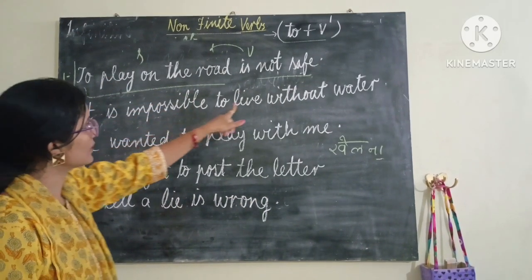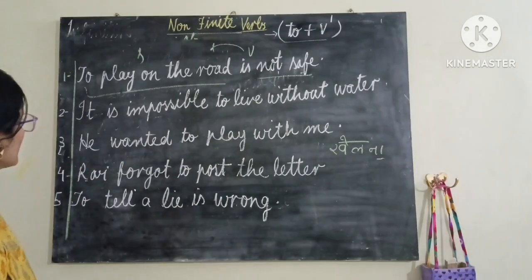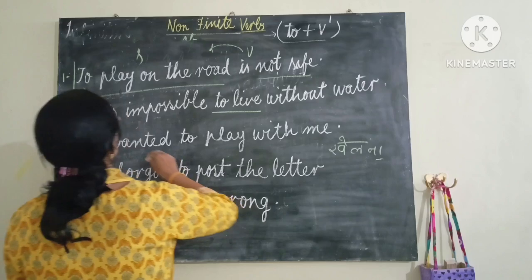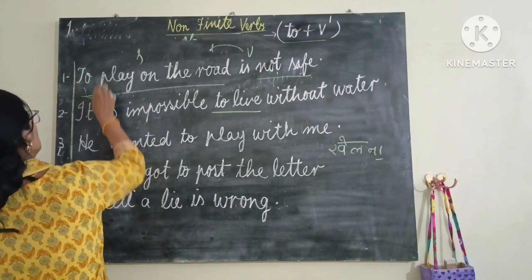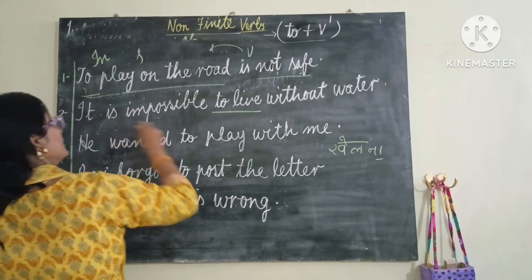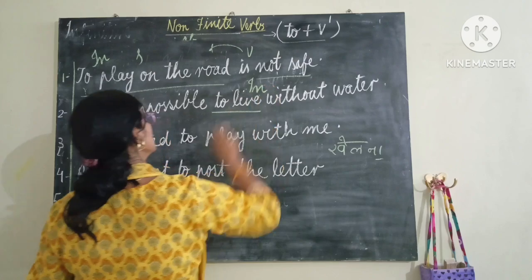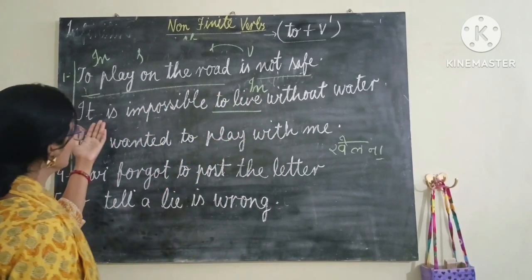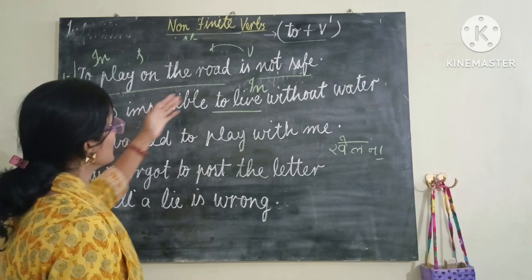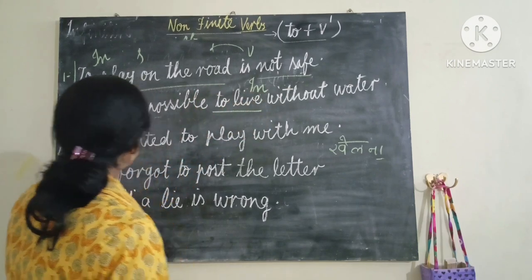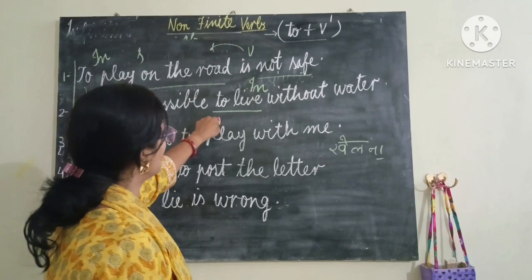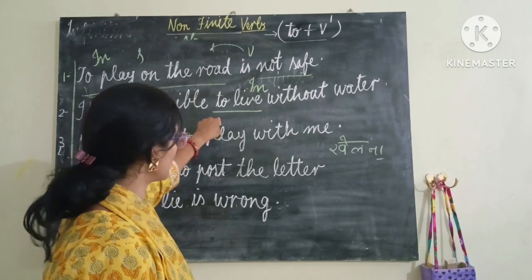It is impossible to live without water. Here also, where is to plus V1? This is to plus V1. This is also infinitive. Let me write only infinitive. What is impossible? To live without water means पानी के बिना जिंदा रहना. Impossible है, असंभव. यहाँ पर भी क्या आता है? जिंदा रहना, to live, survive करना.